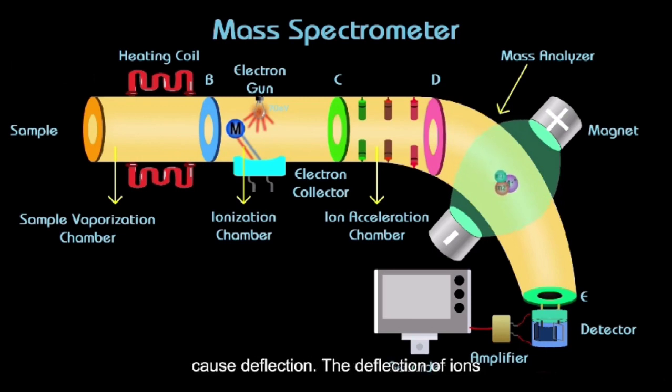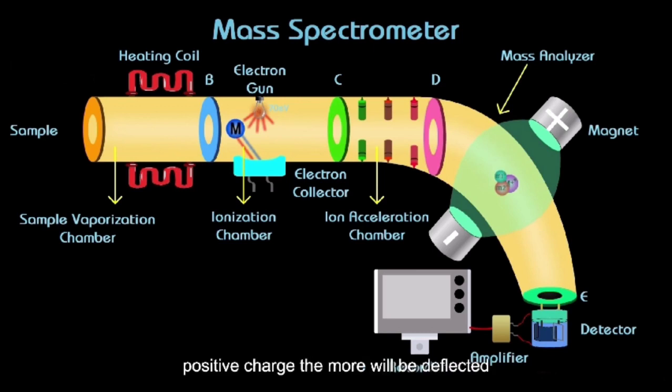The deflection of ions depends on two factors. The first factor is the mass. The lighter the mass, the more they are deflected. The heavier the mass, the less they are deflected. It has an inverse relationship.